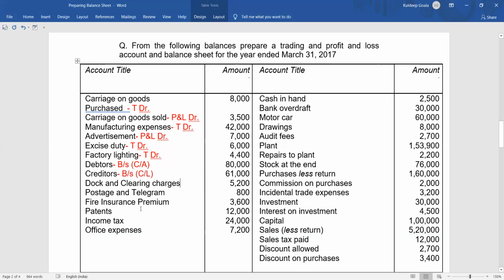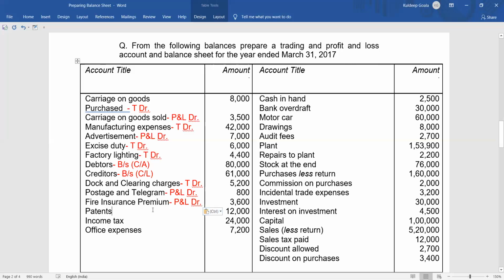Dock and cleaning charges will come in the trading account debit side. We know that, we have done it the previous day. Postage and telegram will come in the profit and loss account debit side. Then we have the next one, fire insurance. Fire insurance premium will come in the profit and loss account debit side.